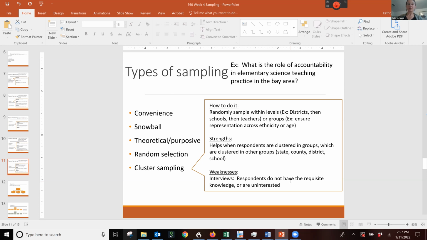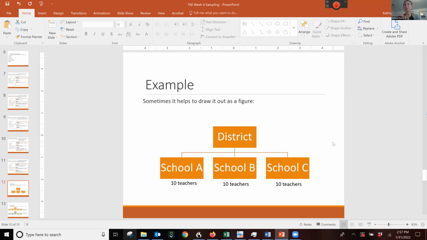So some of you might end up doing this. In this case, we are kind of moving more towards survey methods. Sometimes in interview studies we do this, but most of the time this is where we're leaning towards survey methodology. And you can see in these examples that I often will even create a figure to try to help me do cluster sampling, right?